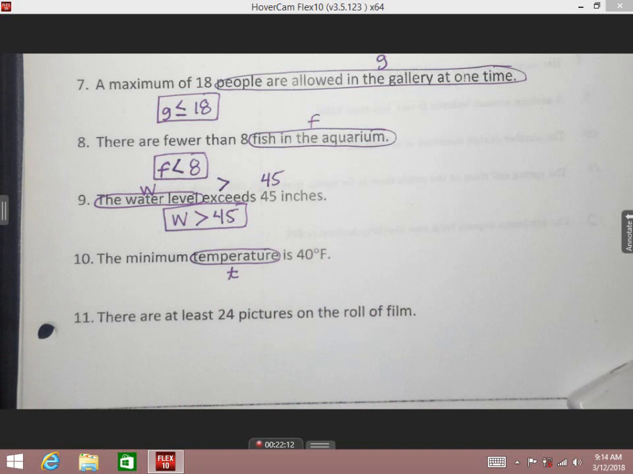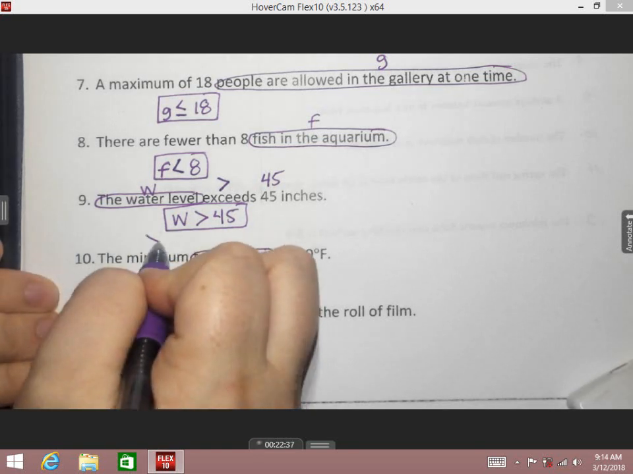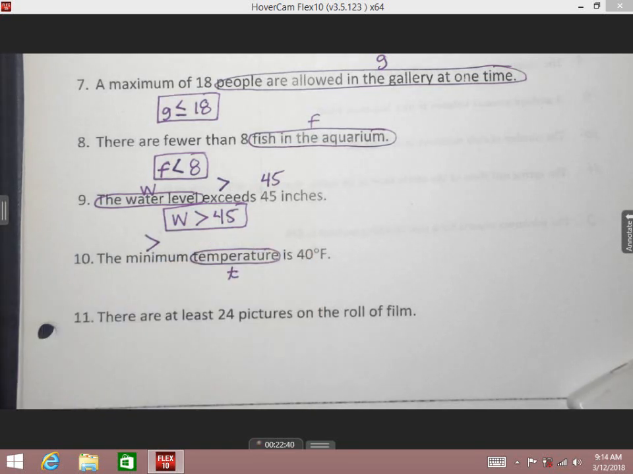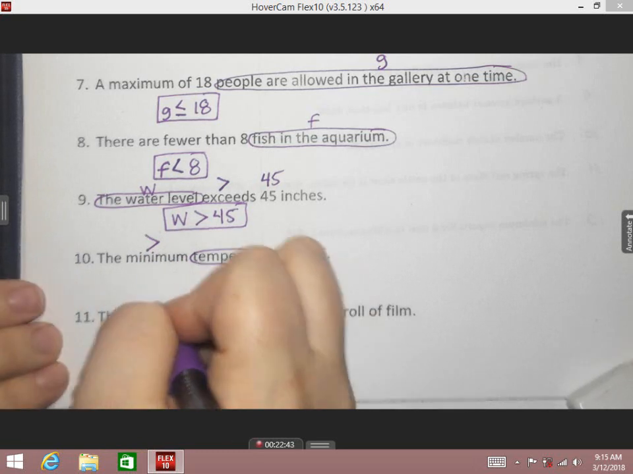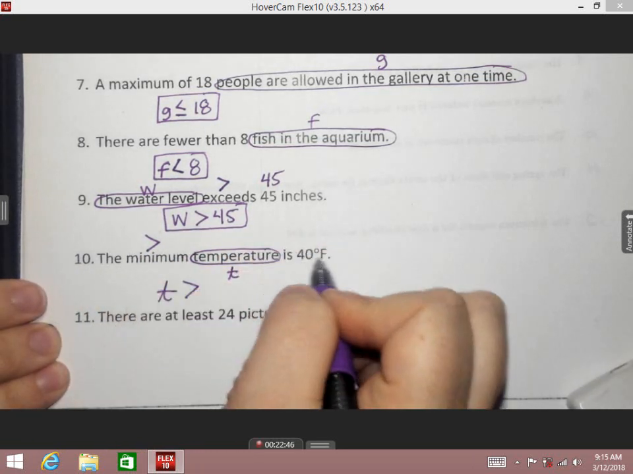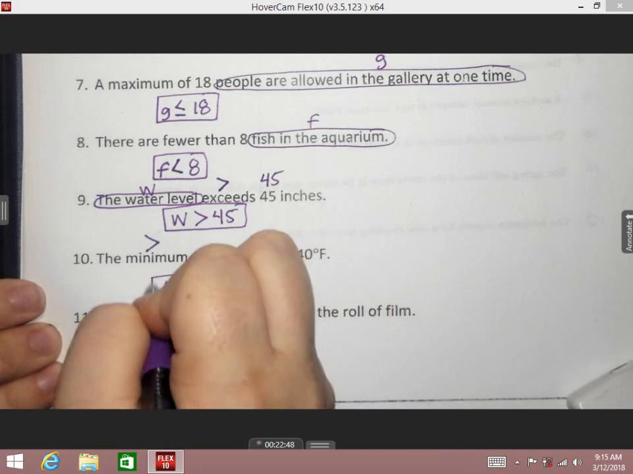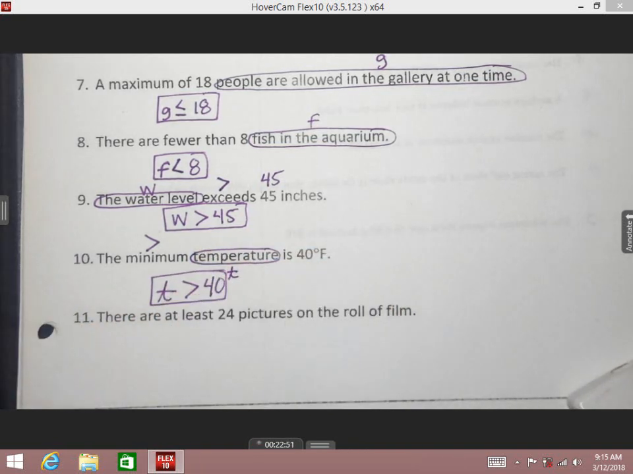Minimum. What does the word minimum mean? Brandon? That's the smallest amount. That's the lowest temperature I can have. That's the least temperature I can have. So all of my other temperatures need to be, what's our symbol that we need to use to describe it? Michaela? Greater than. So great, pointing to the right. Minimum means it needs to be greater than, because 40 is the smallest. So my temperature is greater than 40.